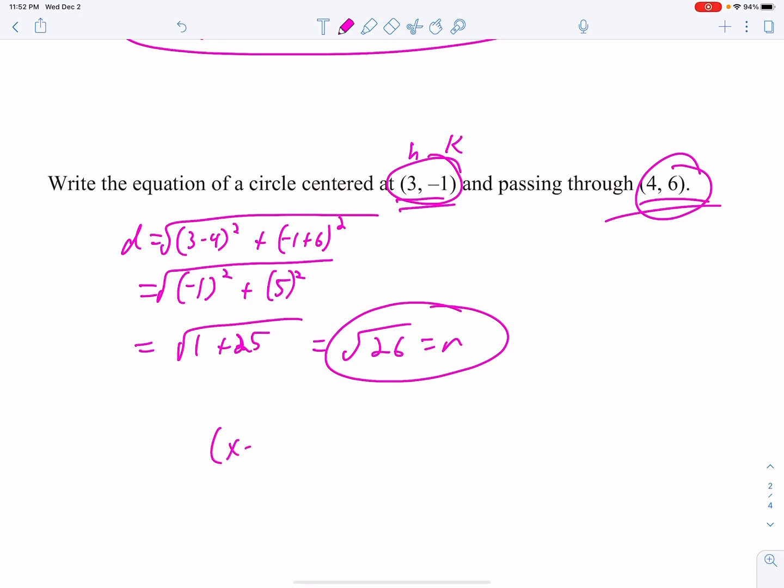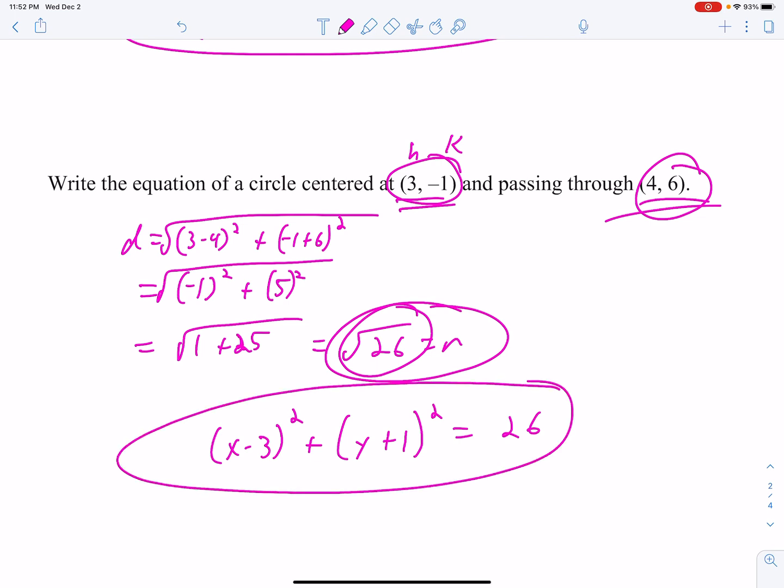x minus h is 3 squared plus y minus k, so minus negative 1 is plus 1 squared equals, and think about it, radical 26 squared. If you square a square root, you get the number that's underneath, right? And there you go. There's your formula.